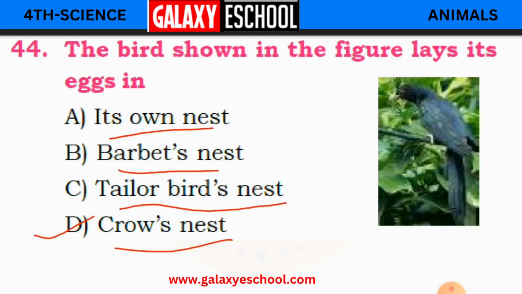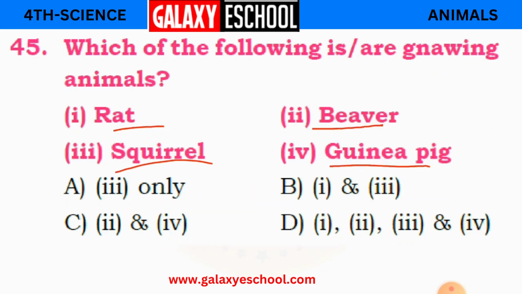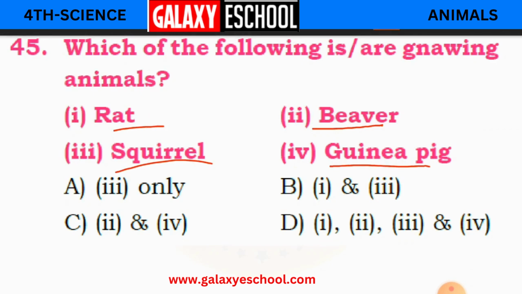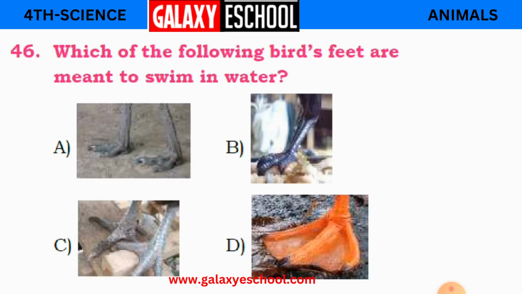Okay, children? So which animal does this work? All the 4. That is D. 1, 2, 3 and 4. All these 4 animals are gnawing animals. They bite the food and chew the food. So that is why D option is the correct answer. Clear, children?